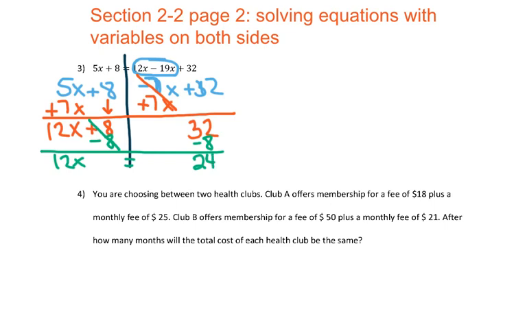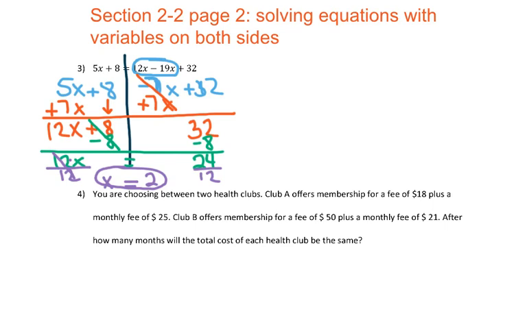My last step is to get rid of multiplication and division. So since this is 12 times x, I'm going to divide by 12 to get the x by itself. So 12 divided by 12 is 1. So now I have x equals 24 divided by 12, which is 2. So my solution is x equals 2.